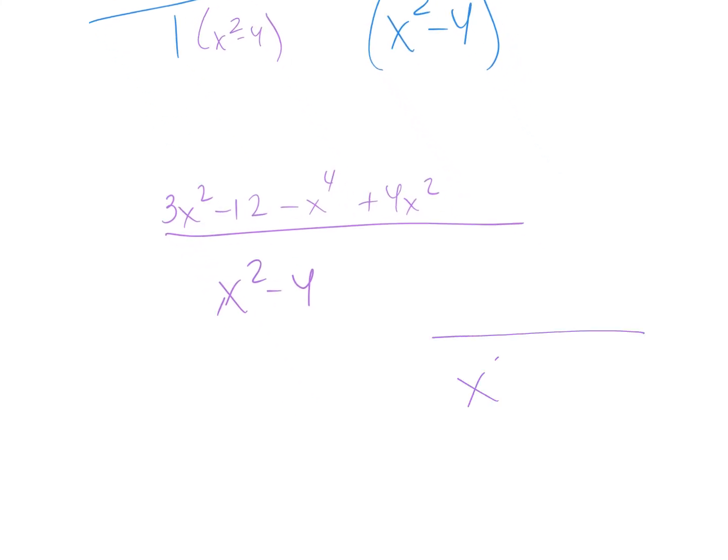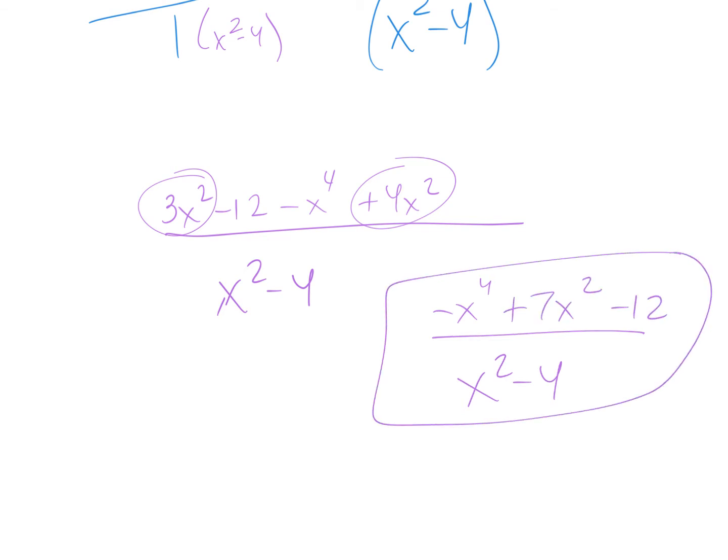So I have x squared minus 4 is my denominator. My highest exponent I see is 4, so negative x to the 4th. I can combine 3x squared and 4x squared, right? And get 7x squared. Awesome. And then minus 12. So there is your combination. You added the two functions together. That's what you got.